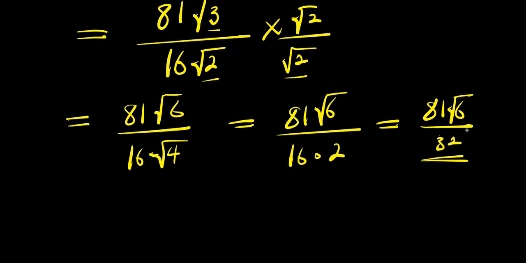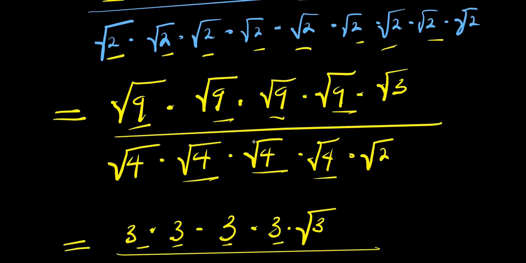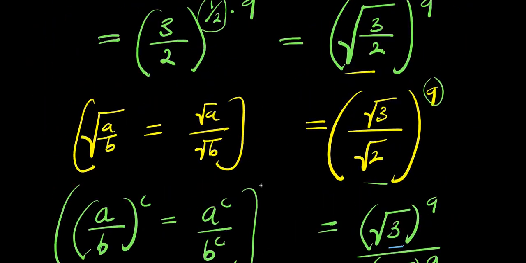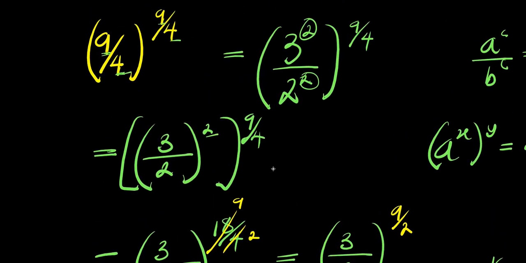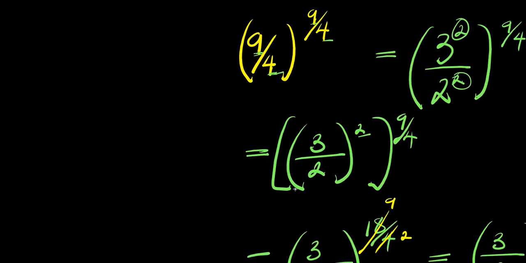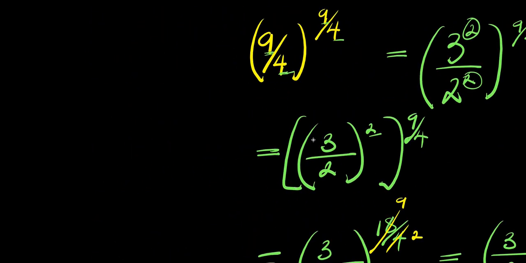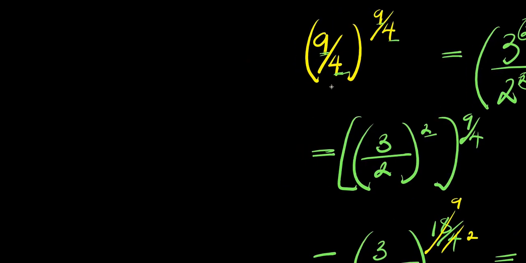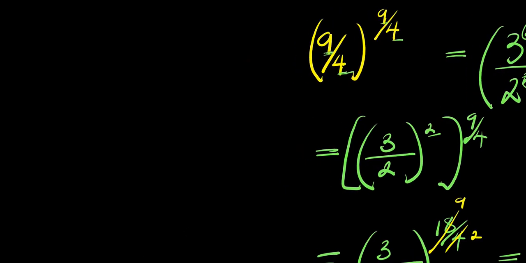So this becomes our answer, which is 81 root 6 divided by 32. Now, is there any other way of evaluating this? I don't think there is any. Maybe if you have anyone, leave it on the comment box, but I think you can start it this way.